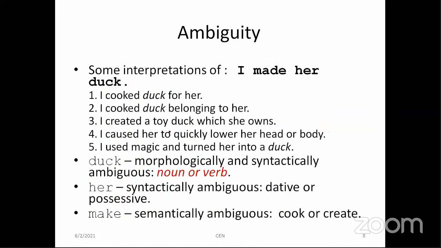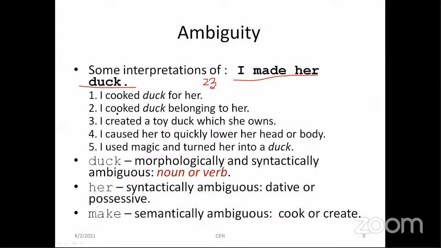And a few examples for ambiguity we'll see. One interesting, famous sentence in NLP: I made her duck. There are 23 meanings for this sentence. Here I have listed five meanings. I made her duck. I cooked duck for her.